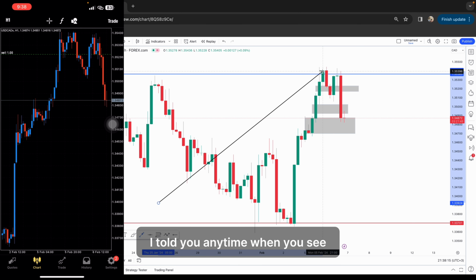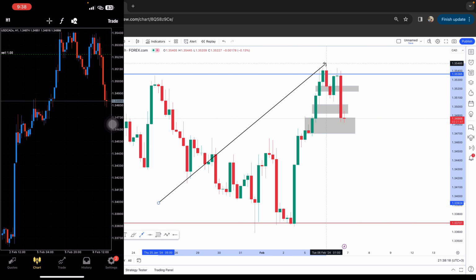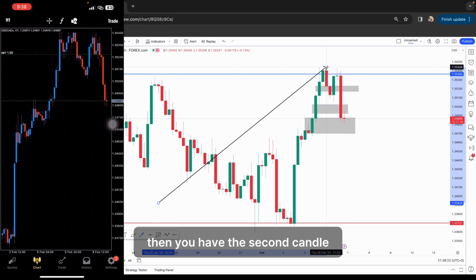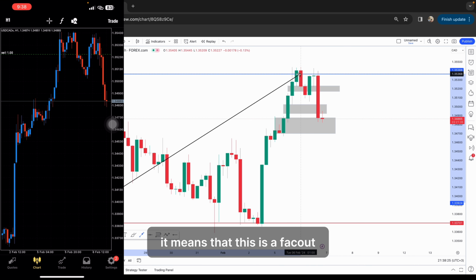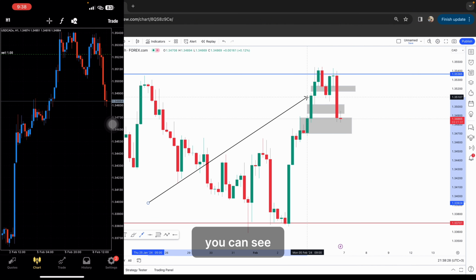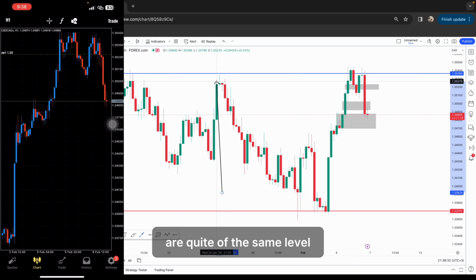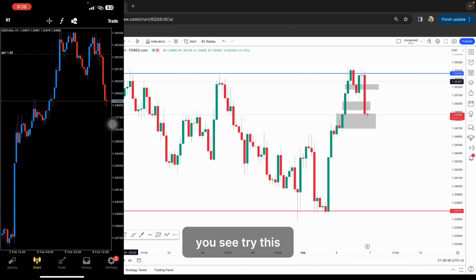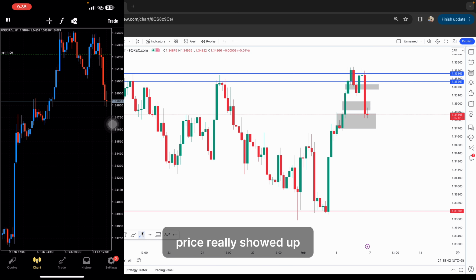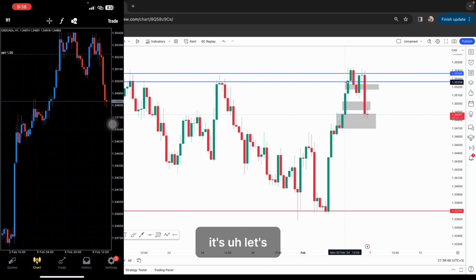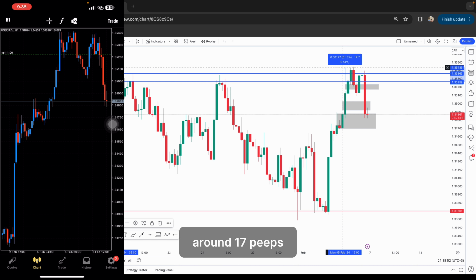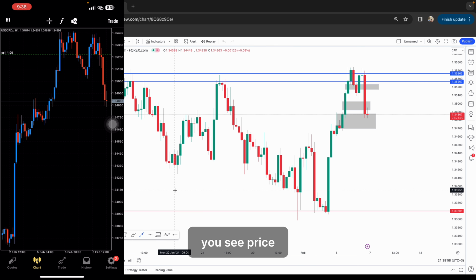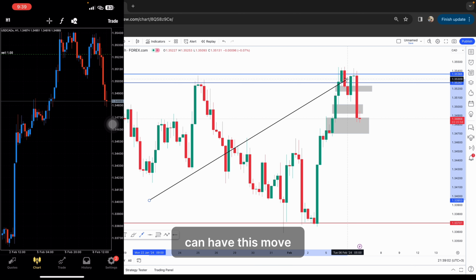Now when I zoom in properly on my daily and my 4-hour candle, traders, look at this. I told you, anytime you see one candle push out of a resistance zone, and then the second candle pulls back inside, it means this is a fake out. Most of the time price does this just to take out people's liquidity. You can see this point right here and this point right here are at quite the same level. If we draw a line just here, you can see that price really shot up. If you measure the pips, that is around 17 pips, and most traders like to risk that in the market, meaning most of the traders are being taken out. Price does this just to take out people so that you can have this move.